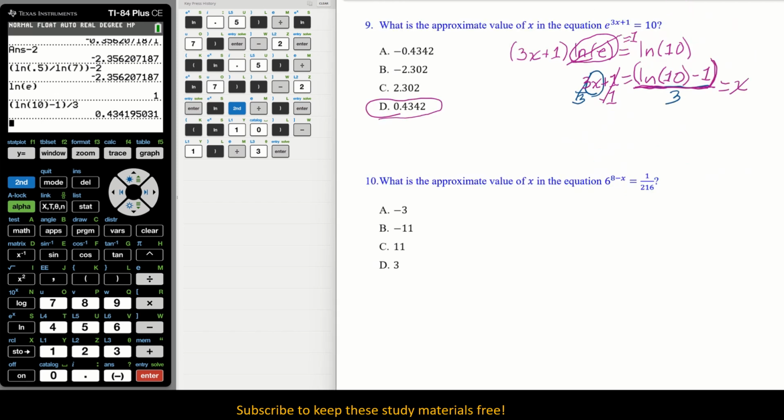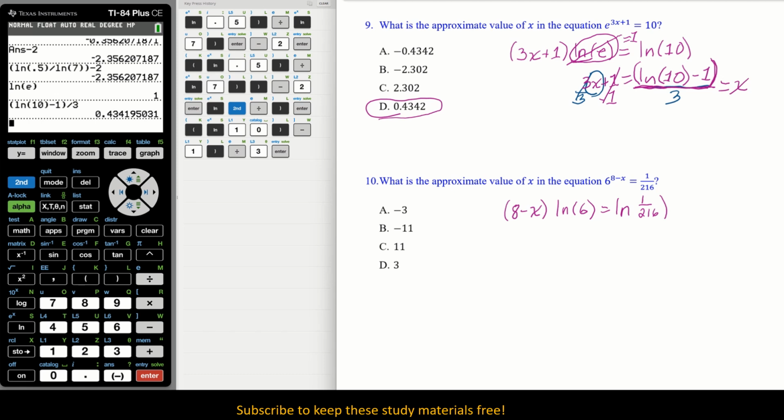What is the approximate value of x in the equation 6 to the 8 minus x equals 1 over 216? Okay, we're doing the exact same thing we did before. So you bring down the 8 minus x. Then we have the natural log of 6. But we have to keep that because it doesn't just cancel out. Like it doesn't just become 1 mysteriously.